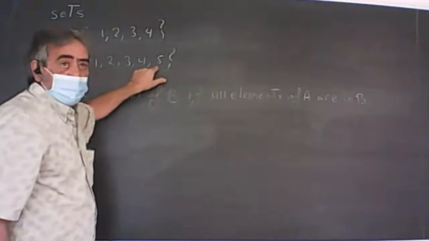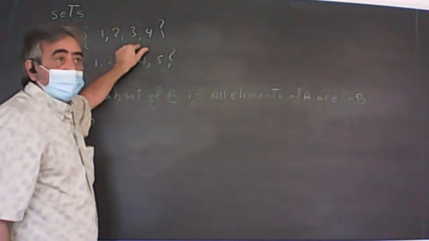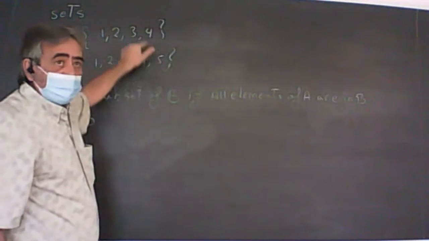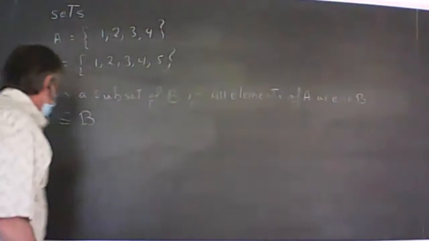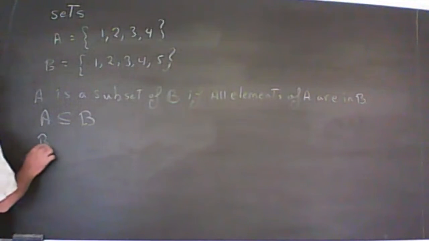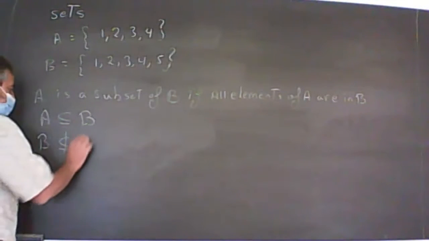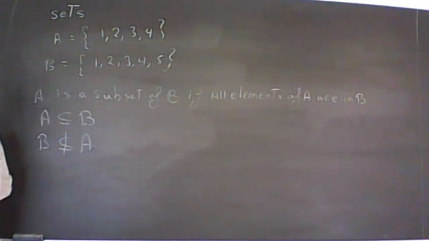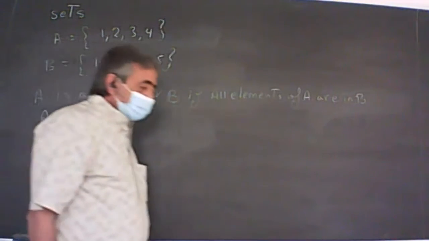Why? Because at least there is one element in B that I can't find in A. 5 is in B, but it's not in A, so B is not a subset of A. So B is not a subset of A. Yes?